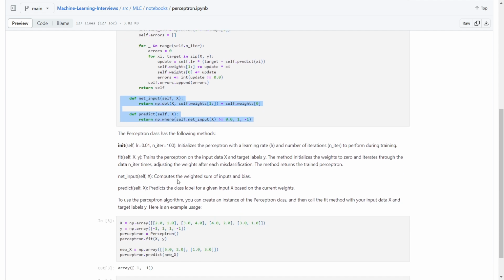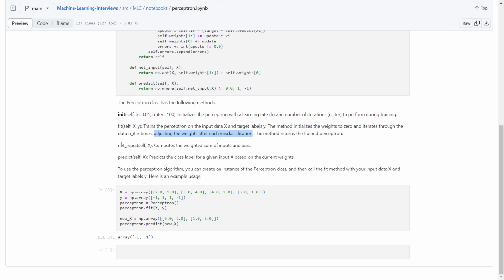In this code, init initializes the perceptron with the learning rate and number of iterations for training. The fit method trains the perceptron on input data X and Y. This method initializes the weights to 0 and iterates through the data and iterations, adjusting weights after each misclassification. Then net input computes the weighted sum of inputs and biases and predicts the class label for a given X. This is self-explanatory.